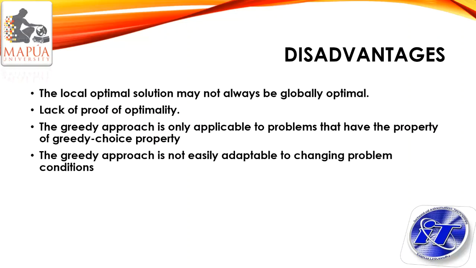But the disadvantage, again because of the local decision, is that there is a possibility the solution is not optimal if you consider the global optimality, the whole scenario. Definitely there's a lack of proof of optimality because of how the greedy algorithm works based on local choices. So we don't know if the result will be optimal. And the greedy approach is only applicable to problems that have the greedy choice property. If it doesn't have it, we cannot use a greedy algorithm for that.